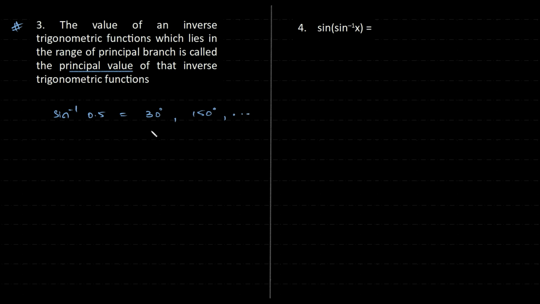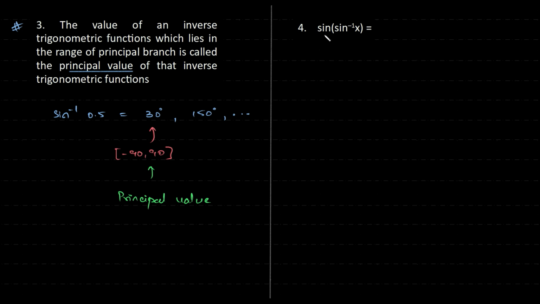But this, because it lies within minus 90 to 90, is called the principal value. That's what they mean. Similar stuff happens with all the other ratios as well.